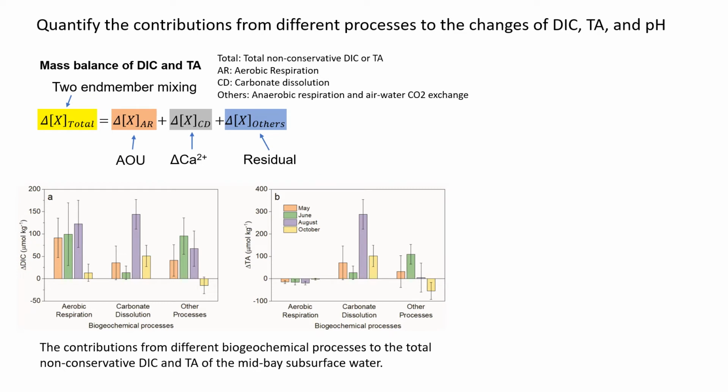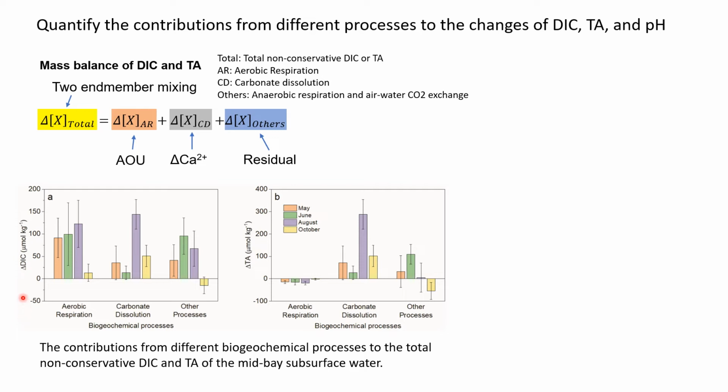Next, we try to decompose the total non-conservative concentrations into 3 components based on mass balance of DIC and TA. AOU is used to quantify the fraction changed by aerobic respiration. Delta calcium ion is used to quantify the contribution from carbonate dissolution, and the residual term is attributed to other processes, which mainly include anaerobic respiration in the sediment and air-water exchange. This figure shows the contributions from different processes to the total changes of DIC and TA.